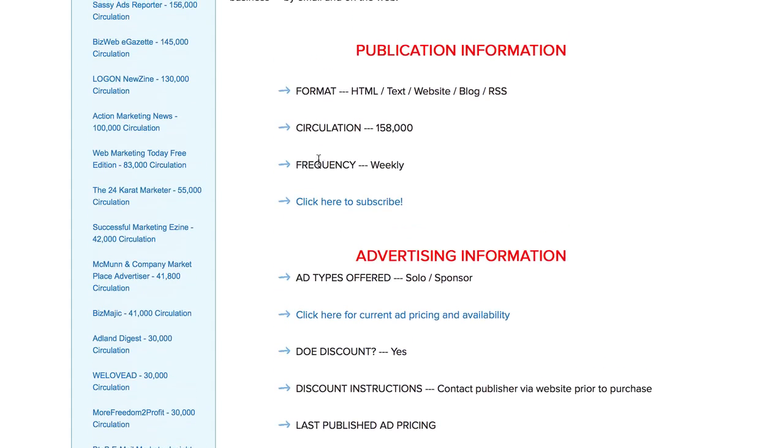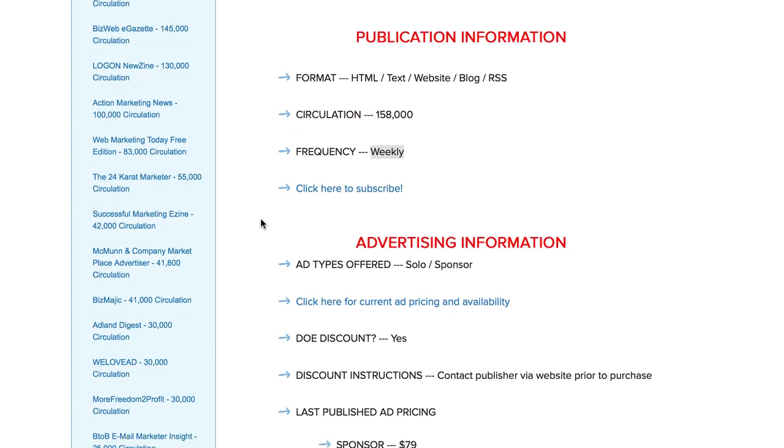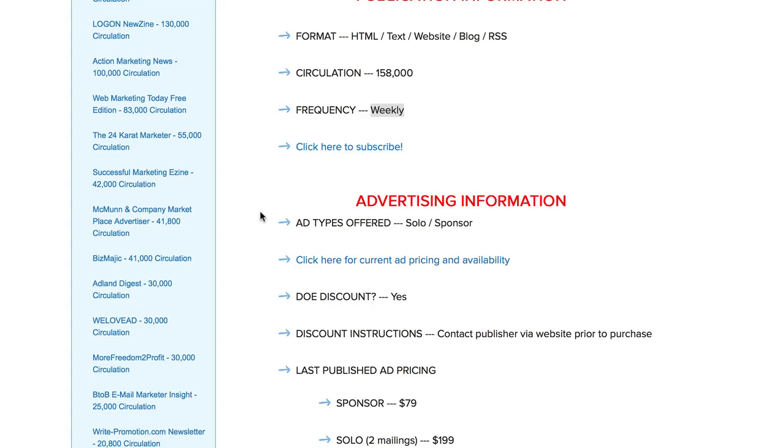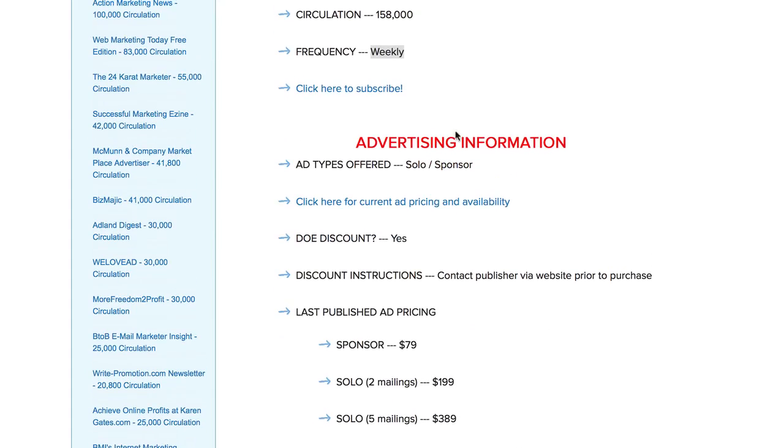You can see here it's telling you the circulation, frequency, and how often they mail. You can click here to subscribe to that publication. For advertising opportunities, you can run a solo ad or a sponsor ad, and click here for current pricing and availability. There's a DOE discount. Because I'm a member of Directory of E-zines, I get a discount, sometimes buy one, get one free, sometimes 30% off, sometimes 60% off. So it's really cool.